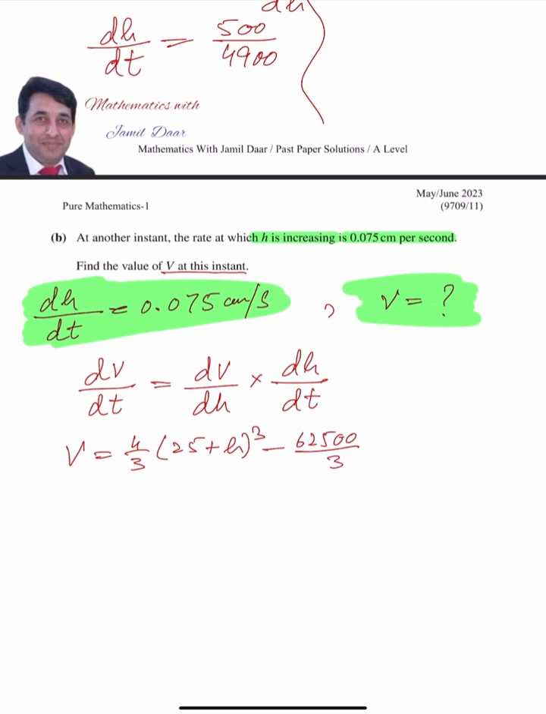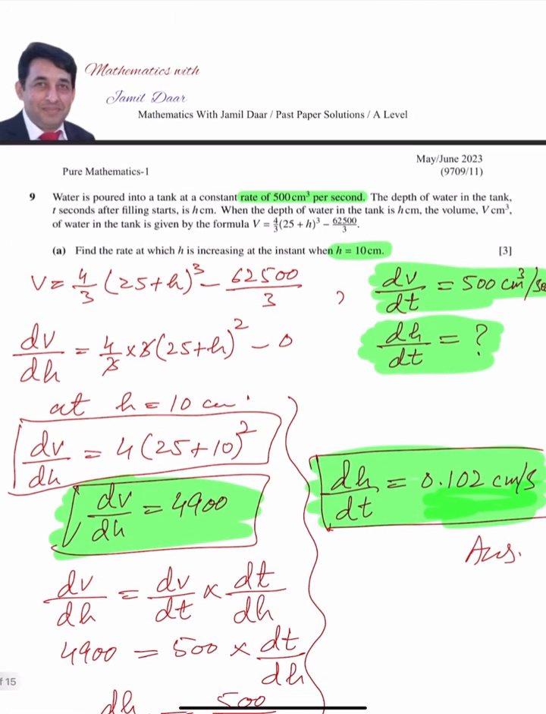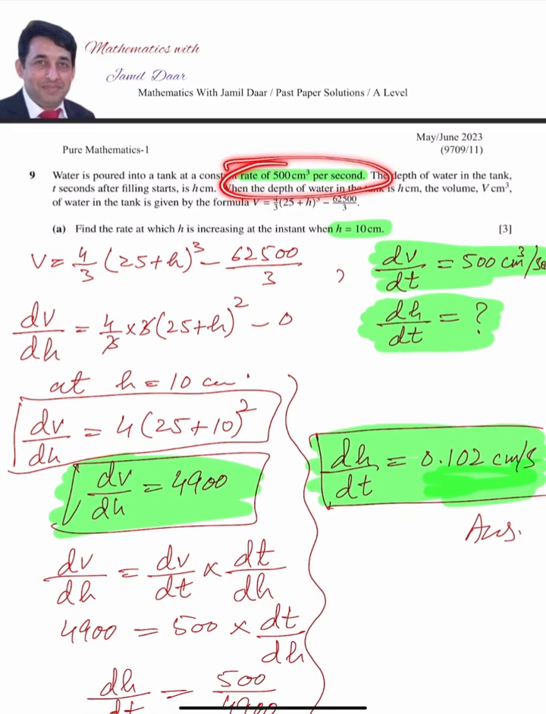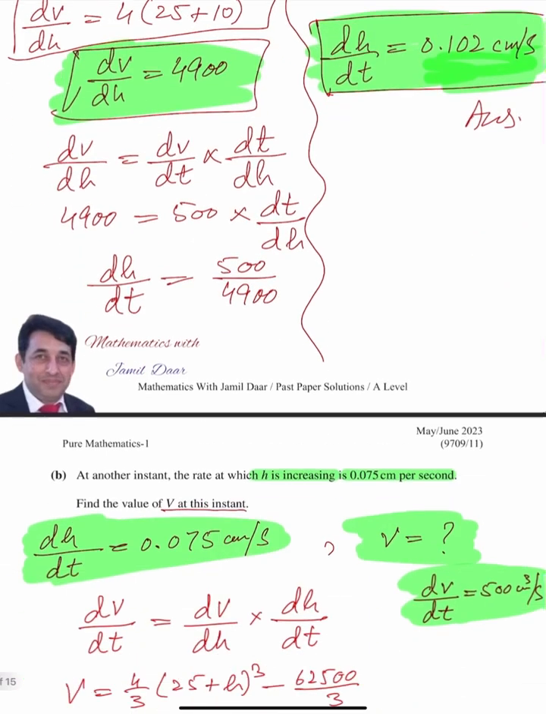And the dv over dt is already given, that is 500 centimeter cubed per second. That is given to you in the main question over there. I've highlighted it here, so that is dv over dt, which is given to you.